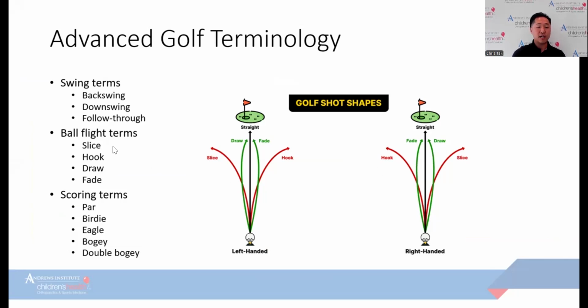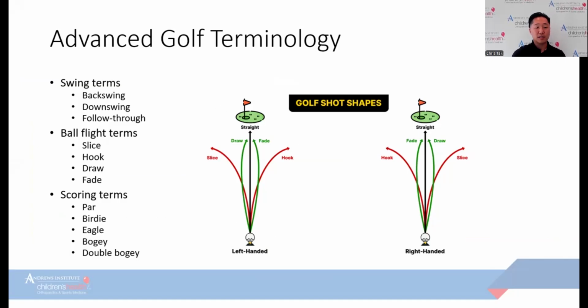And then you have your ball flight terms. We're going to look at the right-handed golfer here. So if you're looking at a black line here, that's a straight shot. The ball just goes straight. And then you have your fade, which is going to be starting from the left to the right into the middle. And then you have your draw, which is going to curve right to left. And then you have your hook and slice. We'll start with the hook. Hook is a curve dramatically from right to left, and then slice is dramatic from left to right. And then, of course, it'll be exact opposite for the left-handed golfers.